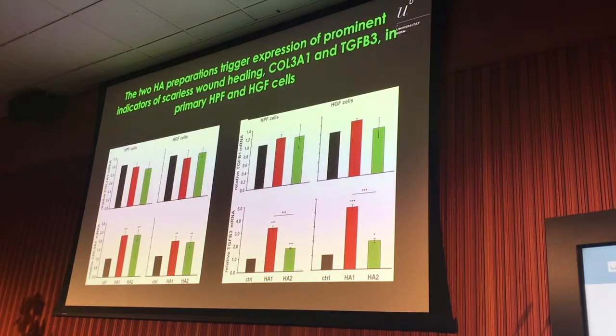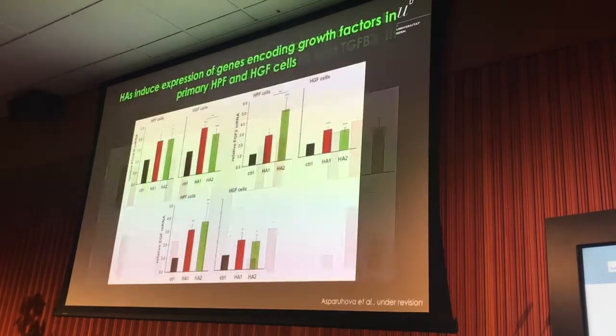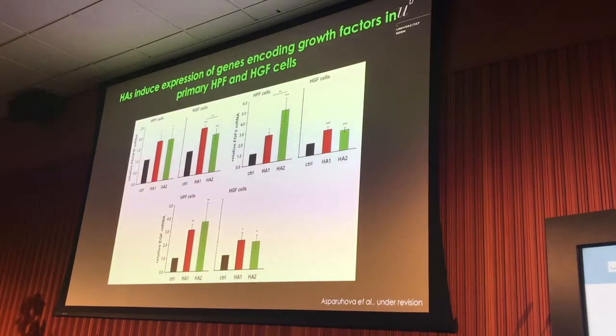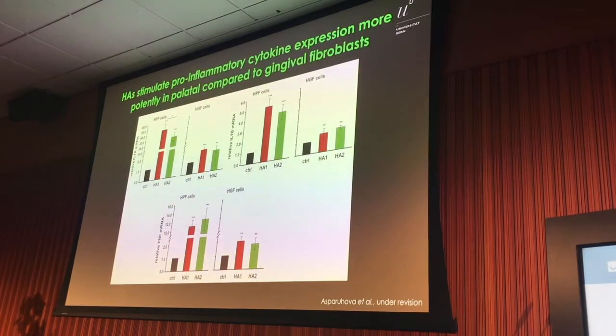And look at the expression of different growth factors like TGFB3 and collagen 3A1. If we look, for example, at the controls and the two formulations, we see some differences. And if we go now to the expression of genes encoding growth factors in primary cells, we can see differences between the control and the two formulations, the cross-linked and the non-cross-linked. The cross-linked was a little bit more efficient compared to the non-cross-linked one, but the differences were not major. But you can see the difference between the black bar and the two other bars is statistically significant, indicating an effect of both formulations.